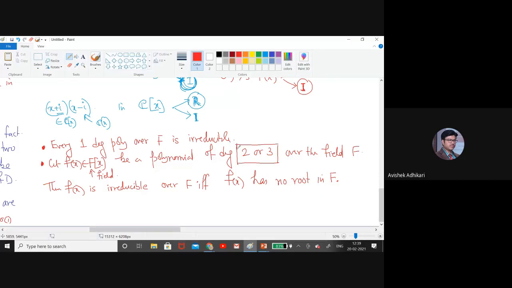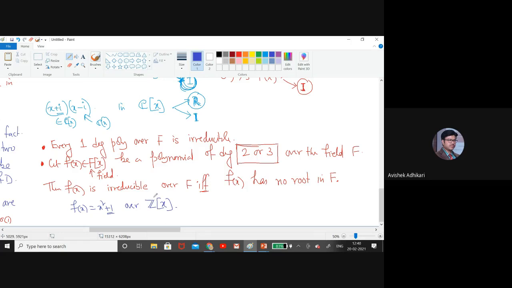Mind that this result is true only for degree 2 or 3. You cannot apply the same if and only if result if the degree is more than 3. Okay, so what is the meaning of that? For example, I have just shown you the polynomial f(x) equal to x square plus 1, say, over Z[x]. Now you can understand this is a 2 degree polynomial. This is irreducible if and only if f(x) has no root in Z.